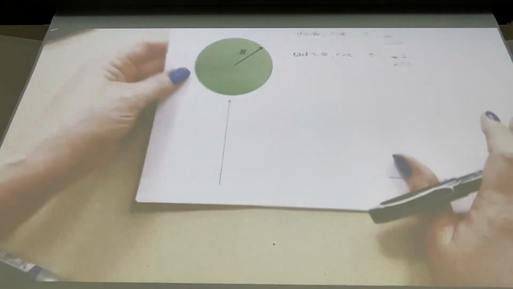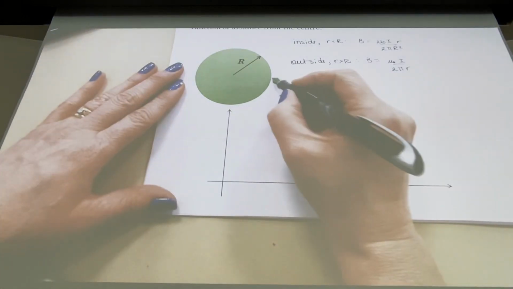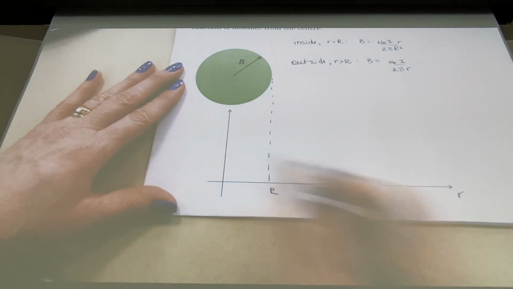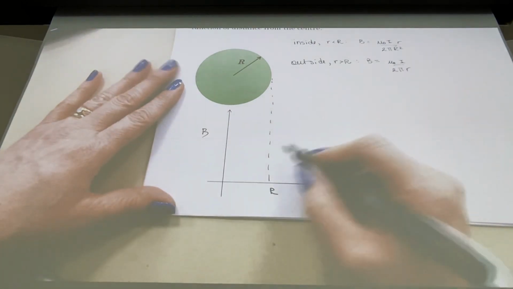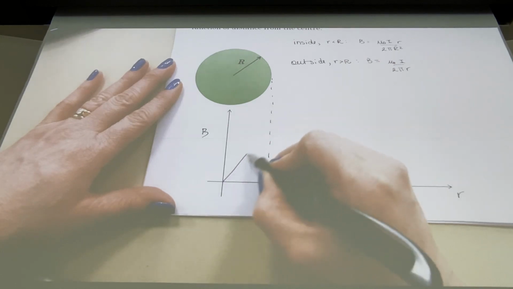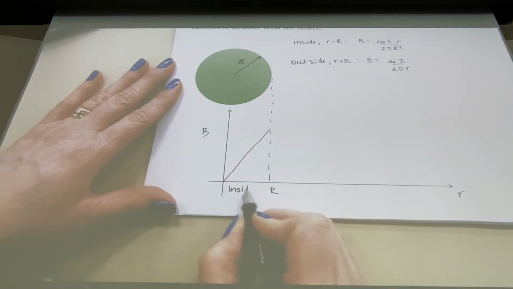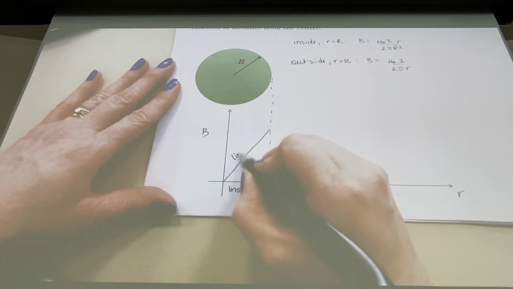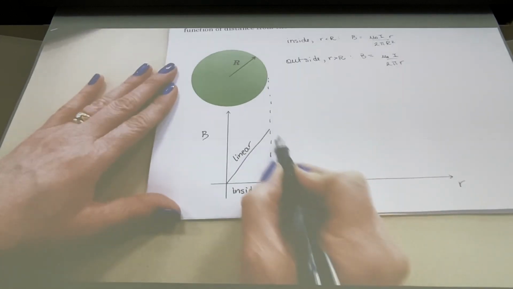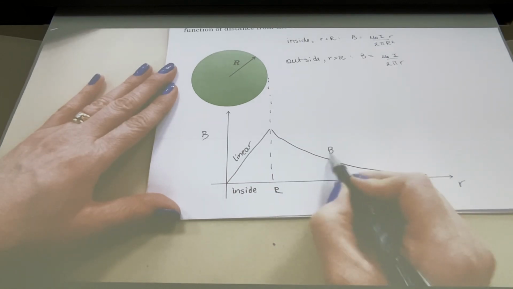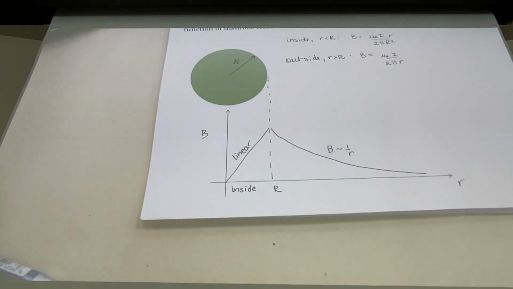So for our graph, the interesting point is going to be right at r equals R. Inside it's linear, it increases with respect to r. So here is inside. It's linear. And outside it falls off as 1 over r. And so it goes to 0 once we're further away.